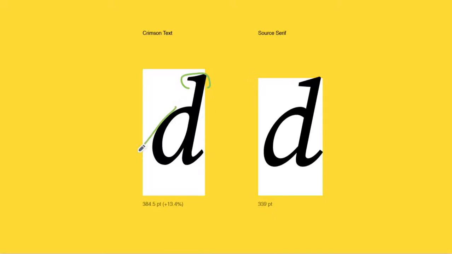The steeper slope of Crimson Text is being continued. You can see that in the profile of the curve on the D. It's actually a very fun move in Source Serif, where it has a much steeper slope in this D than the O. Remember, the O has a more rectangular form.